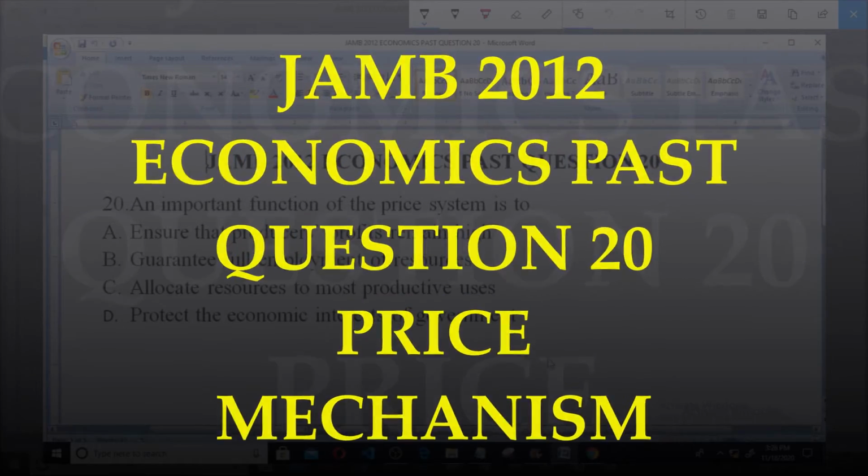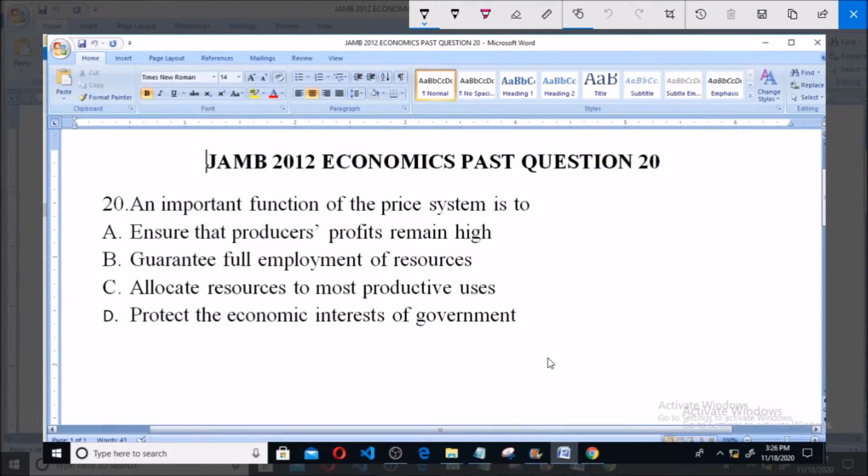JAMB 2012 economics past question, question number 20. An important function of the price system is to: option A says ensure that producers' profits remain high. B says guarantee full employment of resources. C says allocate resources to most productive uses. D says protect the economic interests of government.